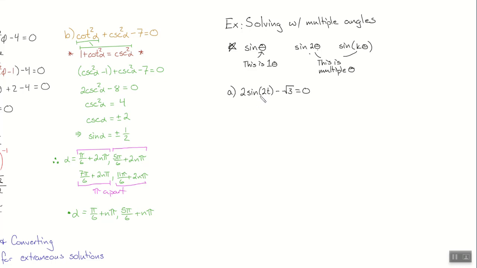I'm going to do 2 steps in one. We can begin by isolating anything with the argument or with the variable in it. And I'm going to add a square root of 3, and I'm going to divide by 2. Now, in one line, that would produce the sine of 2t is equal to the square root of 3 over 2. Okay. Nothing crazy has happened yet.